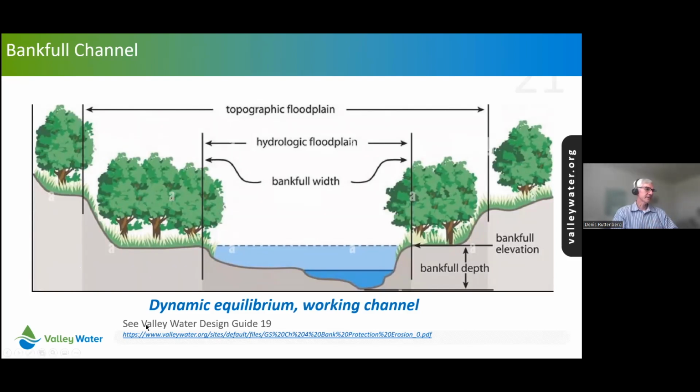There's a good guideline, the Valley Water Design Guide 19. There's a link right here. It talks a little more about bankfull channel. There's a lot of good literature on bankfull channel. It's an important concept to know.